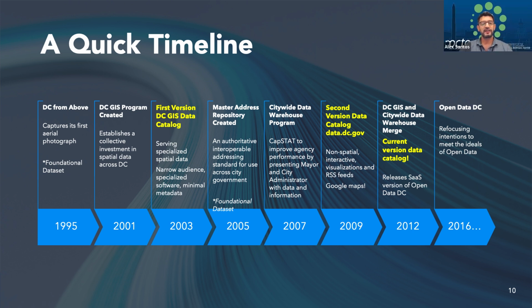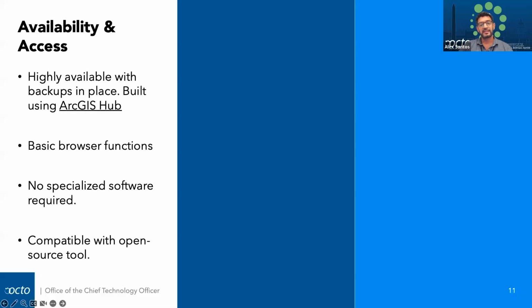If we were to narrow down some principles, I think these would be availability and access. Open Data DC, we are happy to say that we have 99% uptime for our data layers. The only caveat is that the open data platform itself is built using ArcGIS Hub, which is a product hosted by a vendor. So it's dependent on their services too.